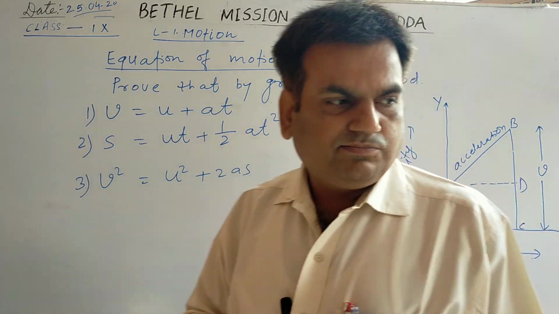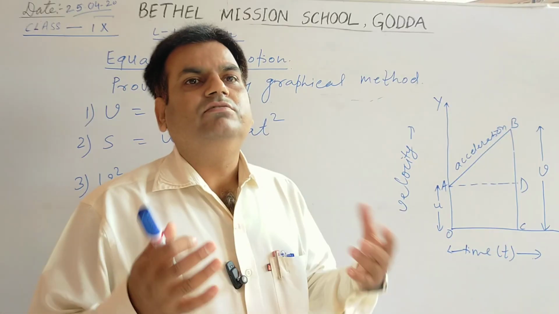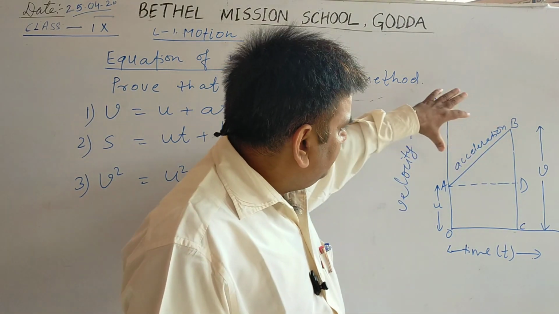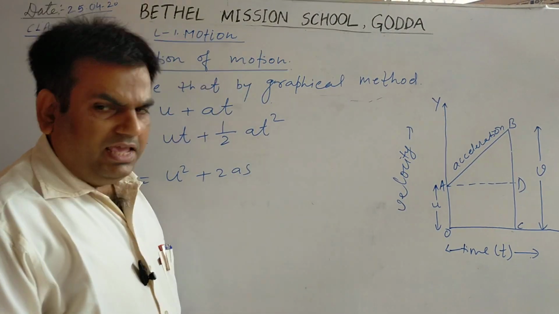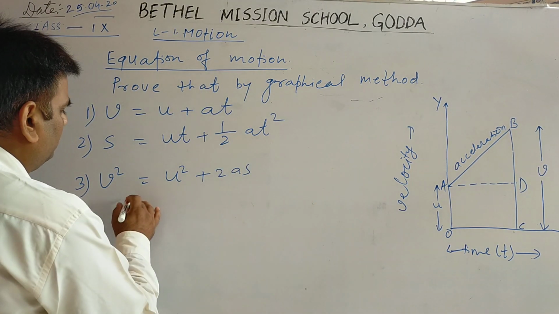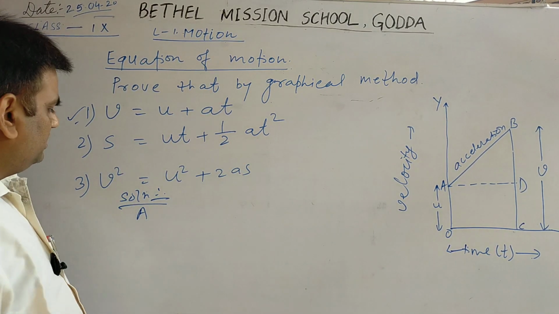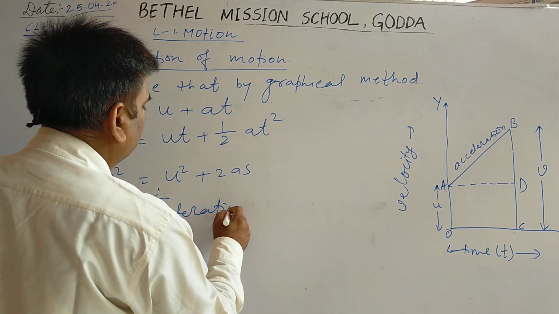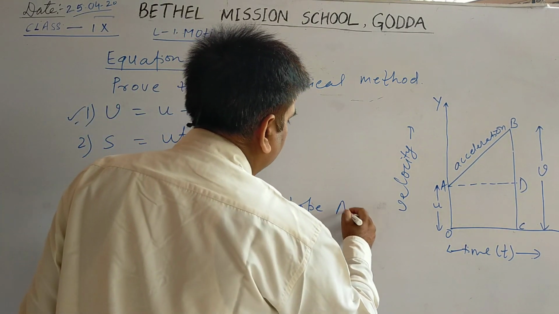Now we know that acceleration equal to rate of change of velocity. Here acceleration is AB, and AB is the slope of this graph. So AB equal to acceleration. Now the solution for the first equation of motion: acceleration equal to slope AB.